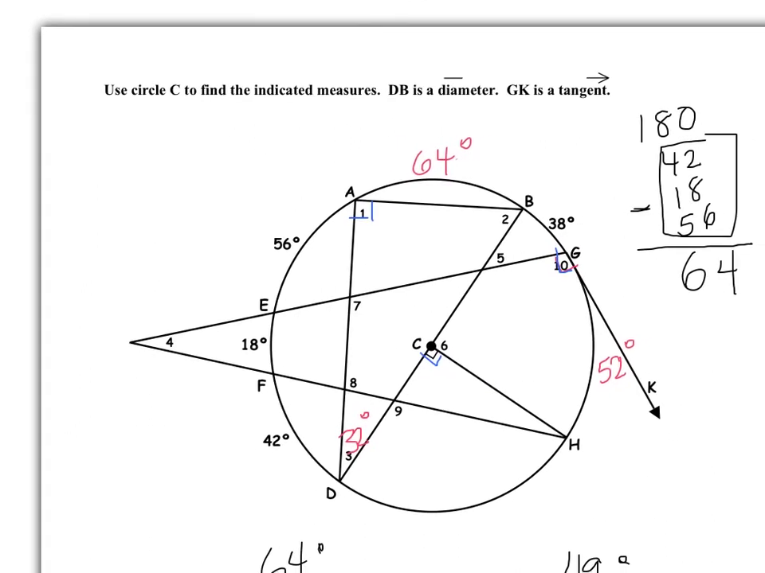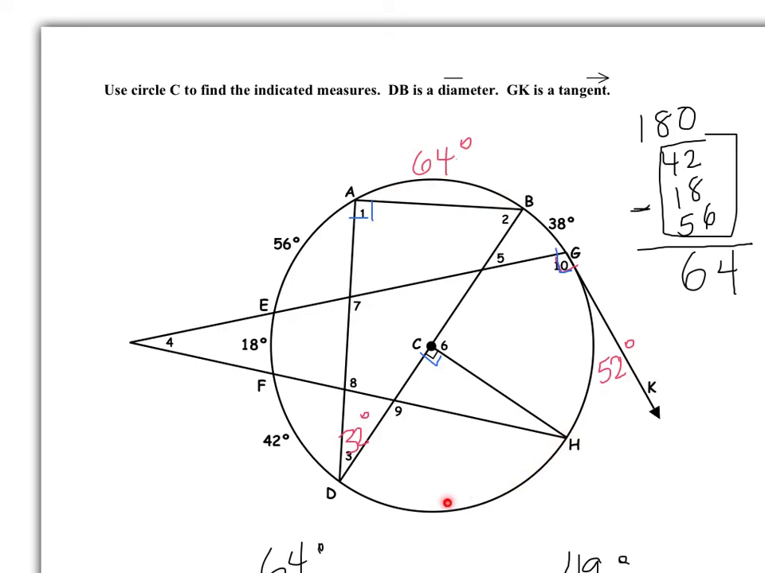GK is a tangent, which means that you've got a right angle there. It also says that DB is the diameter, which also means that you've got some semicircle arcs here and here. So once you find these measurements, and you can do that clearly, I'll do the first one for you. You've got this side here, so that will be semicircle arc BAEFD if you want to use all those letters, okay? So you want to take 180, you want to subtract the ones you know, which are 56, 18, and 42, and you're going to be left with 64.